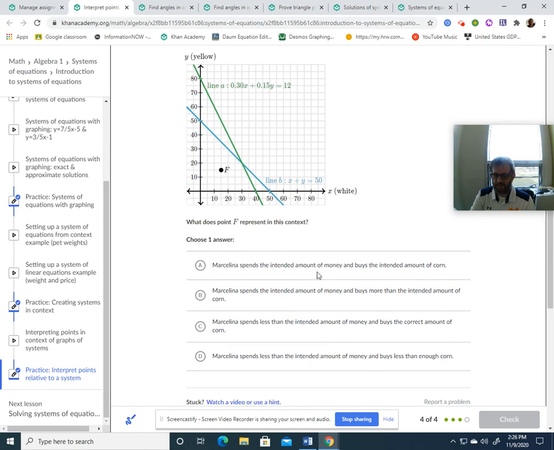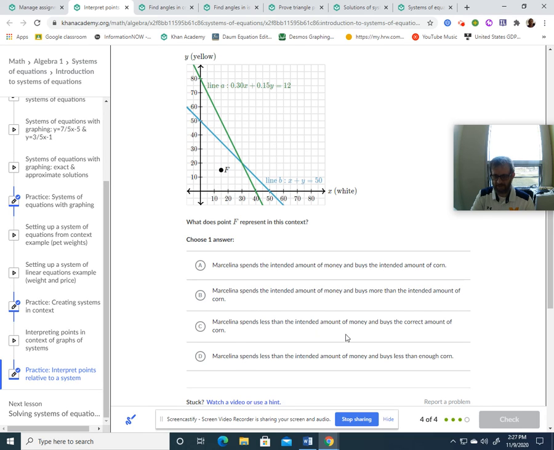Marcelina spends the intended amount of money and buys the intended amount of corn. No, that would be right there. Marcelina spends the intended amount of money and buys more than the intended amount of corn. Okay, that would be if you're wanting to buy the intended amount and spend the intended amount of money, it's all on this line. Buys more than the intended amount of corn would be up here.